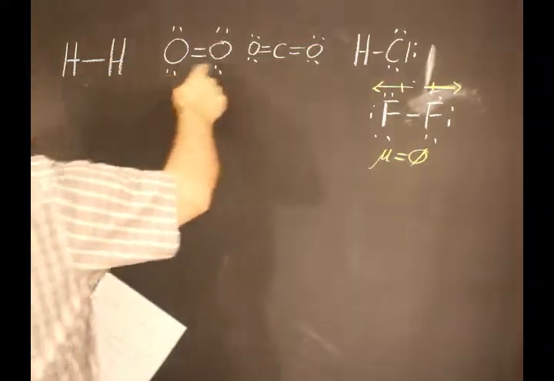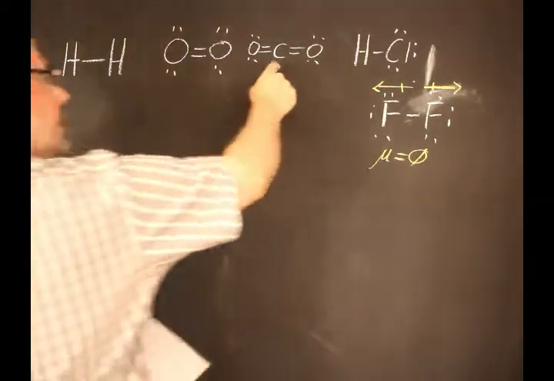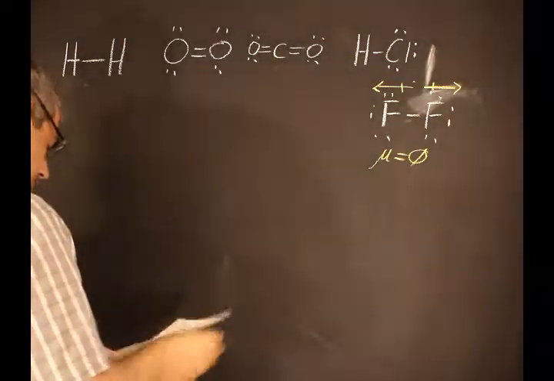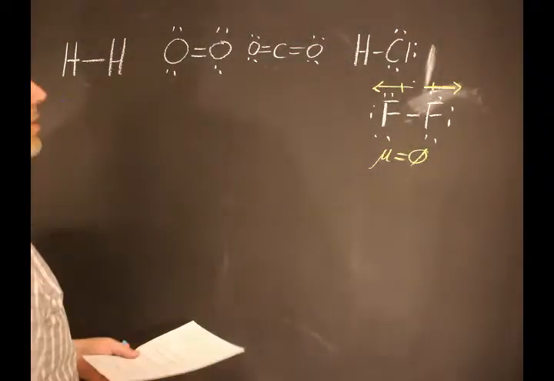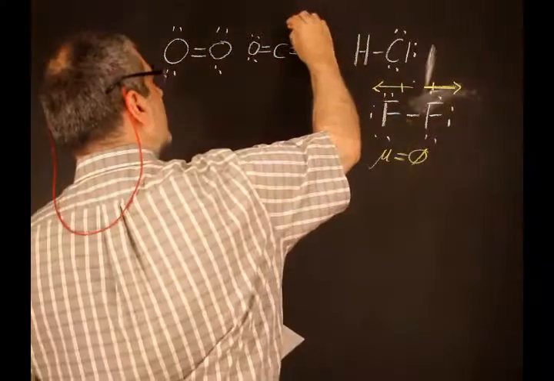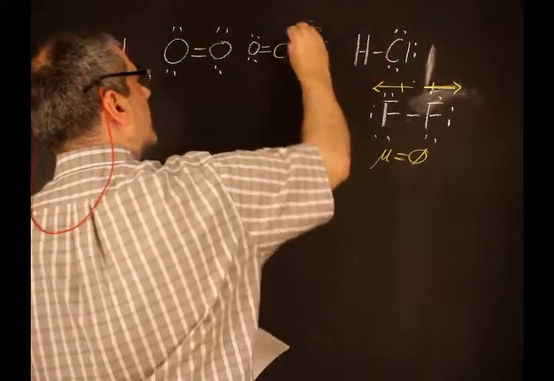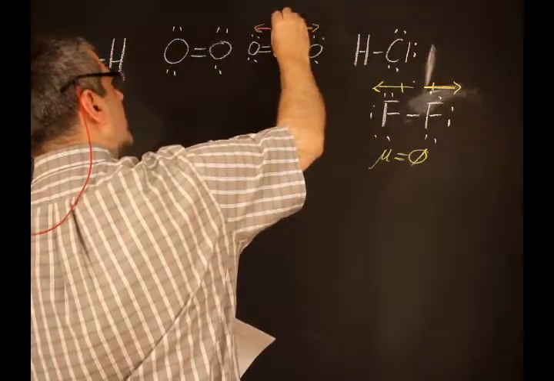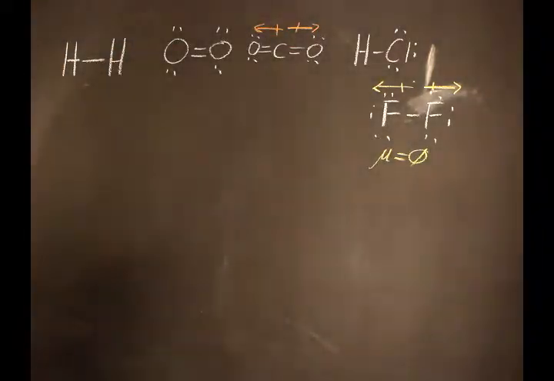And of course, you can do the same for each of these. Now again, with CO2, you might say, well, oxygen is more electronegative than carbon, but we have an oxygen pulling in this direction, an oxygen pulling in this direction, because the molecule is linear.